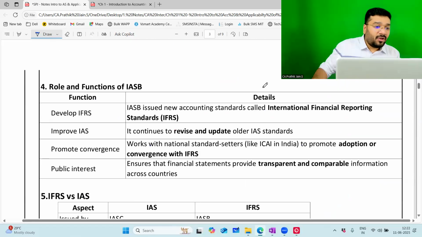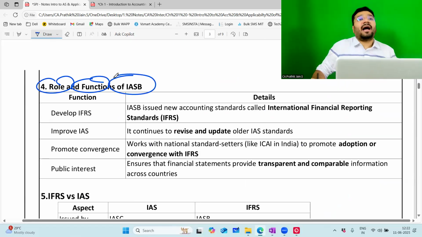Okay. What is the role and the function of IASB? IASB stands for International Accounting Standard Board. Before IASB, what did we have? IASC. What is the full form? International Accounting Standard Committee. IASC gave what standard? IAS, standing for International Accounting Standard. Whereas IASB gave you IFRS. So IASC gave you IAS, IASB gave you IFRS. IFRS is a better version of IAS.